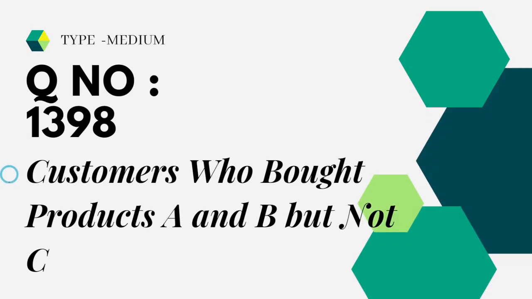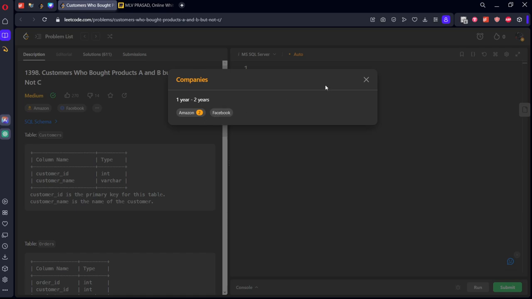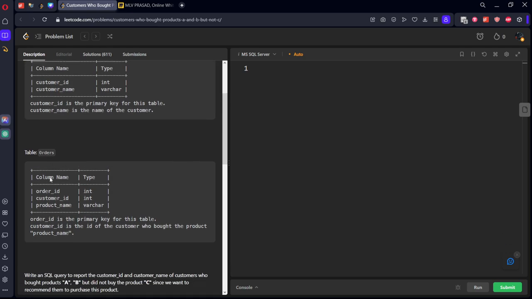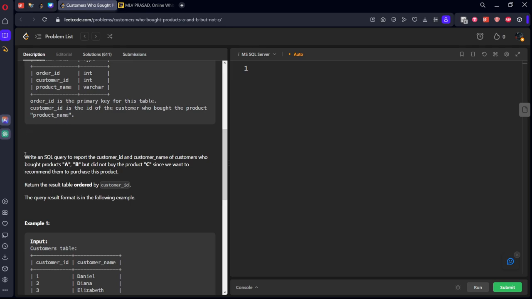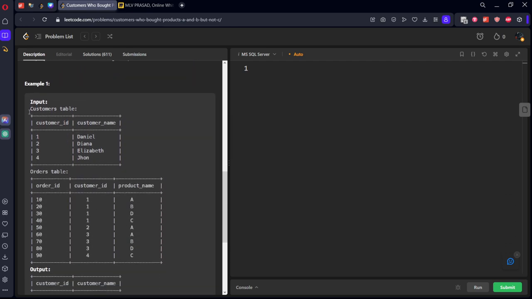Let's see the question which we are trying to solve today. It is type medium, question number 1398, customers who bought product A and B but not C. Let's see the question. Okay, you can see it is already asked in Amazon and Facebook. Customers consisting of customer ID, customer name. Orders consisting of order ID, customer ID, product name. Write an SQL query to report the customer ID and name of the person who bought A and B but not the product C, since we want to recommend them to product C. Result table ordered by customer ID. Let's see the input tables.